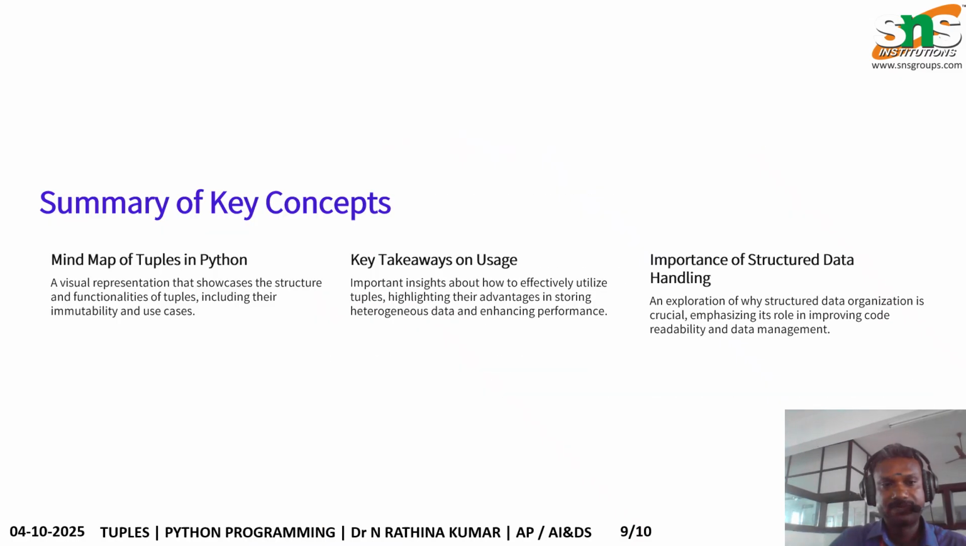This is a summary of the key concepts, whatever we have seen. In this slide, the first one is what is meant by a tuple. I already told that it is a visual representation that showcases the structure and functionality of tuples, including their immutability and use cases. Then, for example, how to utilize the tuple and what the advantages of the tuple are. I already told you that if you are using a credential, you go for a tuple instead of a list. So these are all the important things.